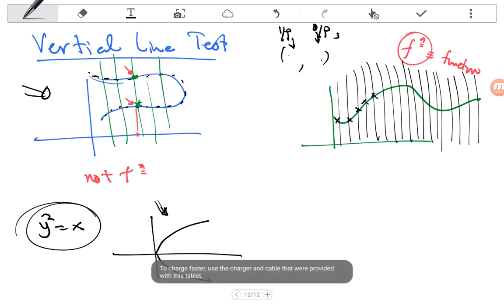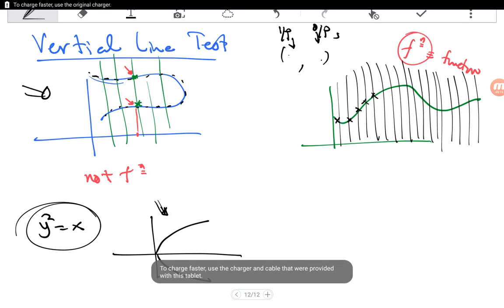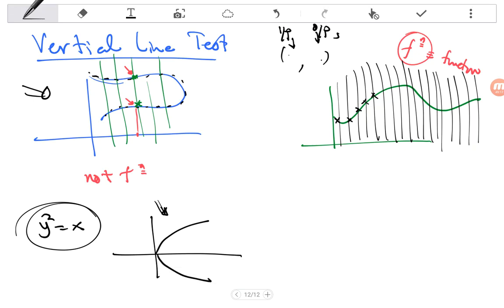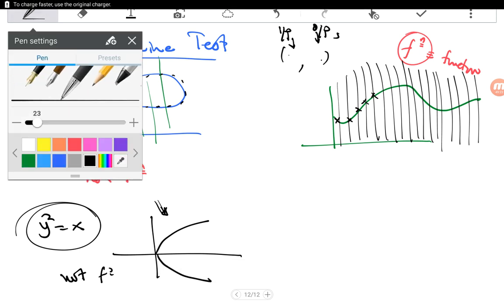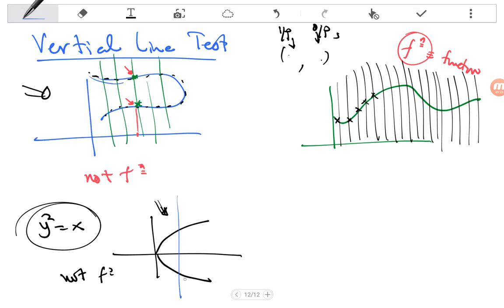So what do you think here? That is a function or not? That is not a function. Why not a function? Because for the vertical line test, we have here more than one intersection. So whenever I find any vertical line with more than one intersection, then that is not a function.